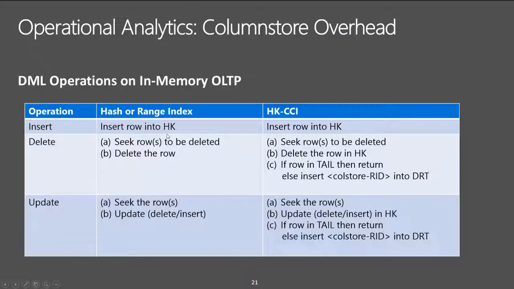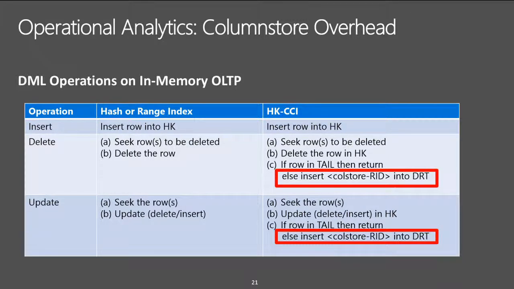Now, if I want to delete the row, if I found the row in my hot data, there is no overhead, right? Because I'm just going to delete just like before. But if it was not in the hot data, it was in the compressed part, then I have to do an insert into the deleted rows table. Agree? That's what I have to do. Now, update is very similar, which is I delete and then I insert. So those two things, the red blocks that I'm showing you, are the additional overhead.